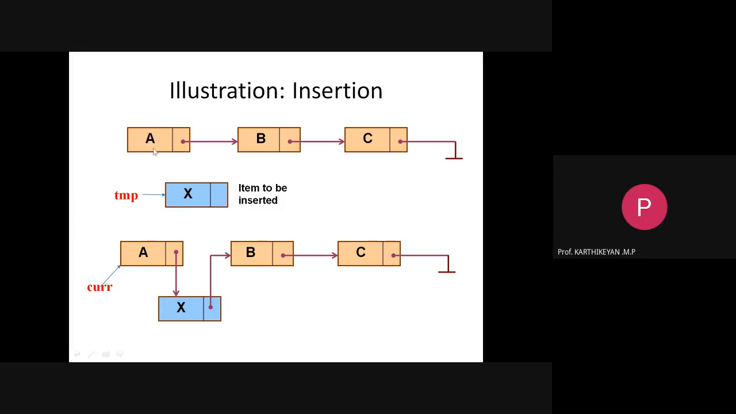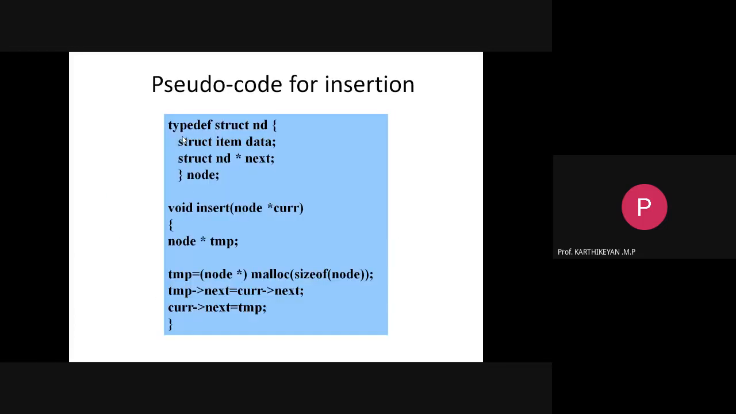It contains a data part and address part. It contains the address of a same type of node. If you take B, A and B are both the same type. Both contain the same type of data and the same type of address. So this is called a self-referential structure. See here, typedef. We'll discuss type definition later.